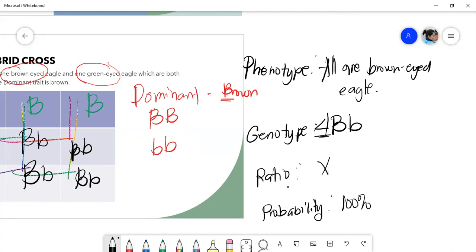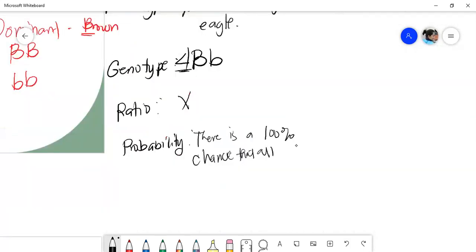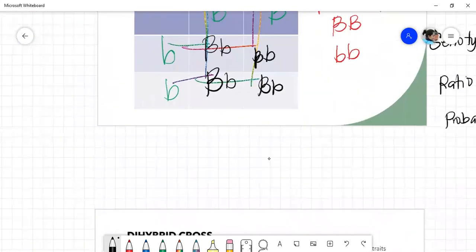And then in your probability, you would just say 100%. Or you may say there is a 100% chance that all offspring are brown-eyed. Okay, so you could just say that. So that's for your monohybrid cross.